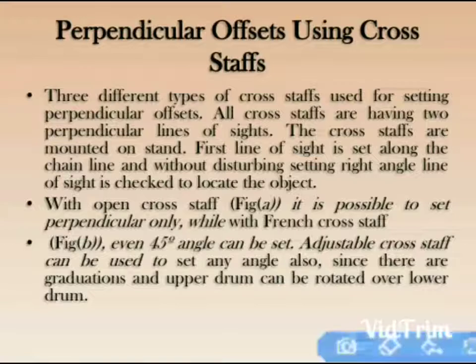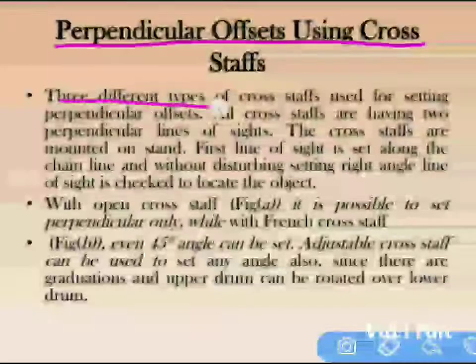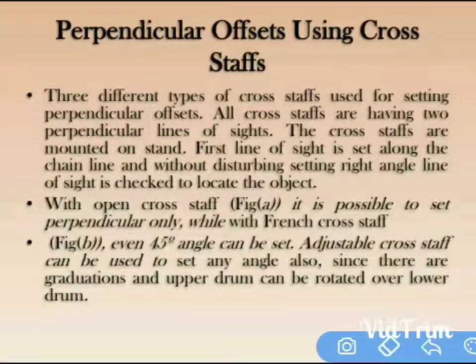Next, perpendicular offset by using cross staffs. See here, three different types of cross staffs are there for setting out the perpendicular offsets. They are open cross staff, French cross staff, and adjustable cross staff. Clear? These cross staffs we are using to set the perpendicular offsets for 90 degrees, right?